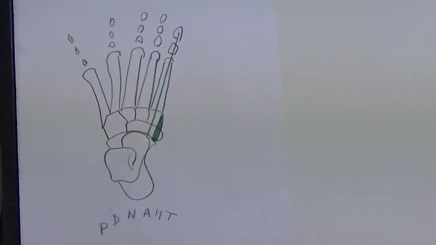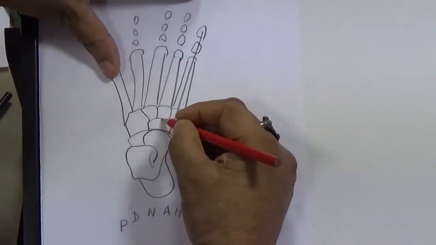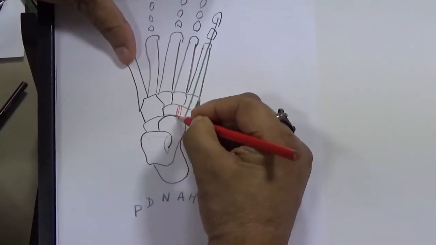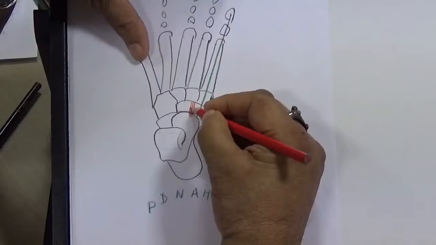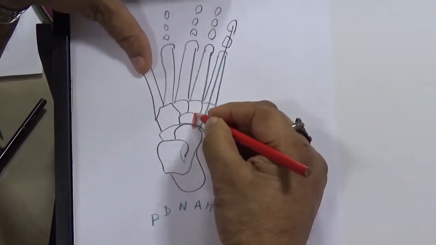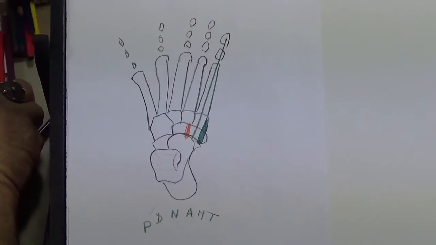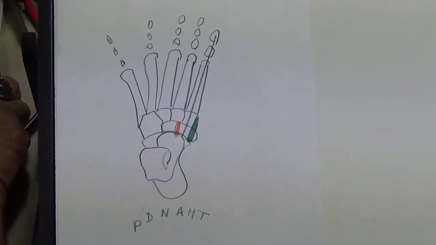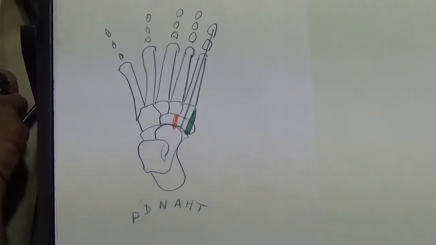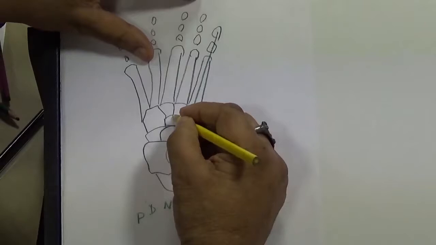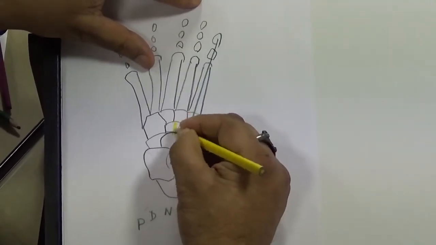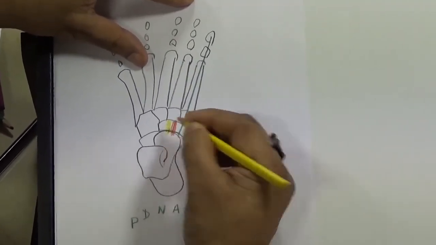Then you have the dorsalis pedis artery, the anterior tibial artery, and you have the nerve, anterior tibial nerve.